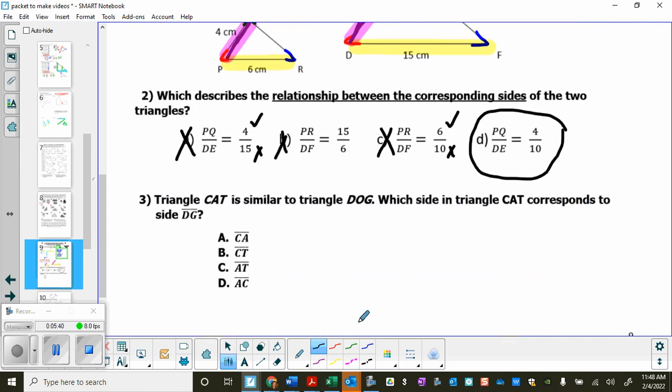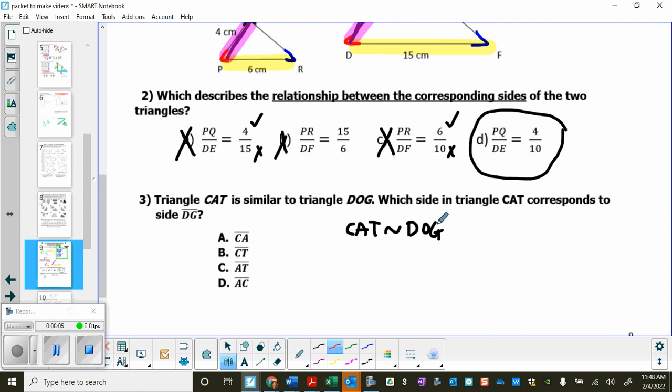All right, now we're moving on to question 3. And for question 3, it says triangle CAT is similar to triangle DOG. So the first thing we can do is write our similarity statement. We've got CAT is similar to DOG. It goes on to ask us which side in triangle CAT corresponds to side DG.